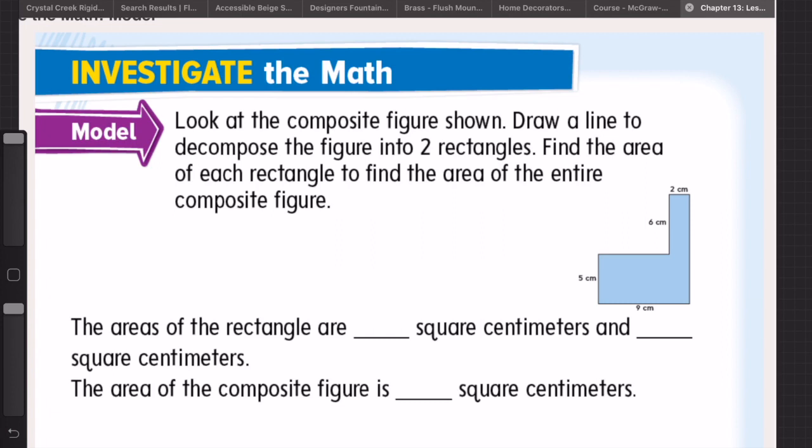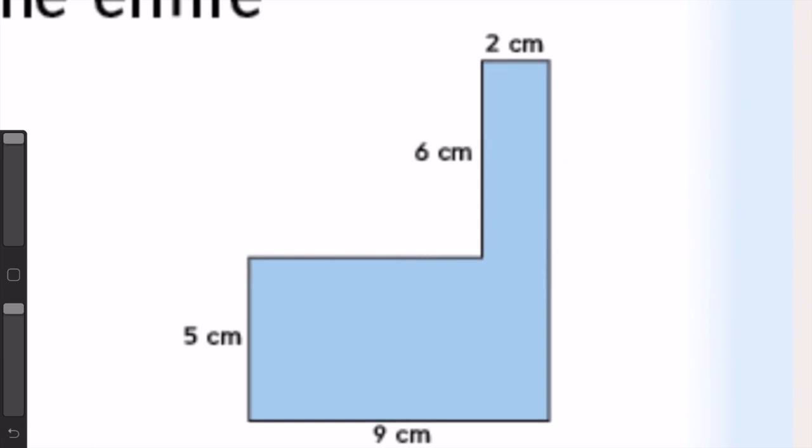All right, I know a lot of you had questions about finding area of composite figures. So first, let's quickly talk about what a composite figure is. Right here, we have a composite figure. It's basically just a figure or a shape that can be divided into more than one basic figures.